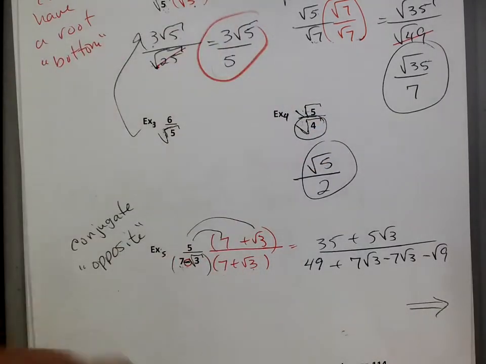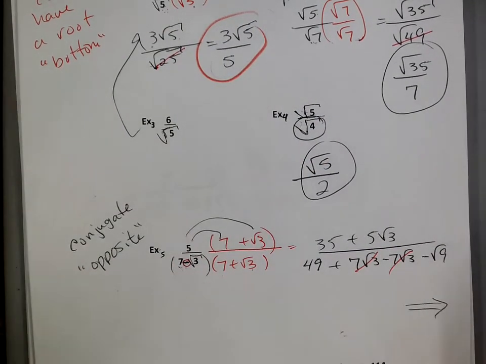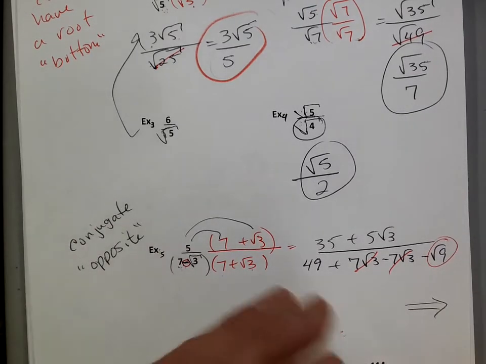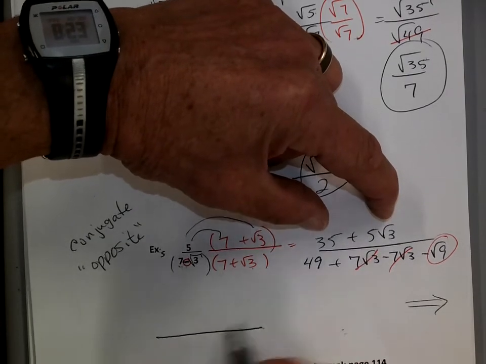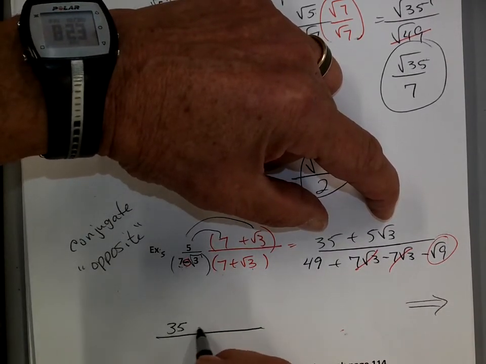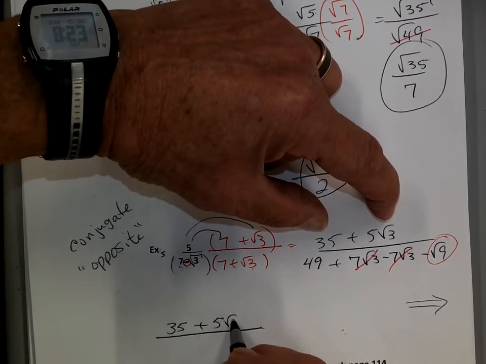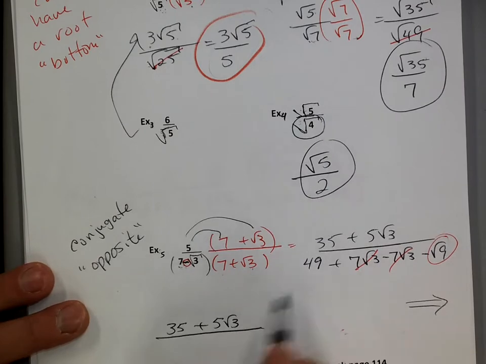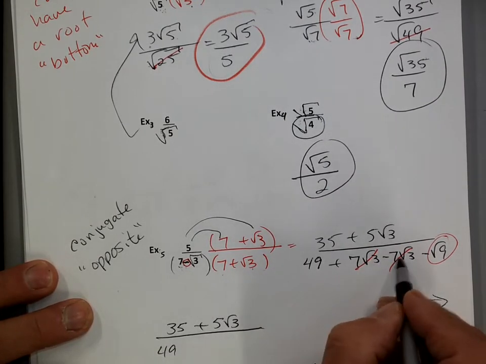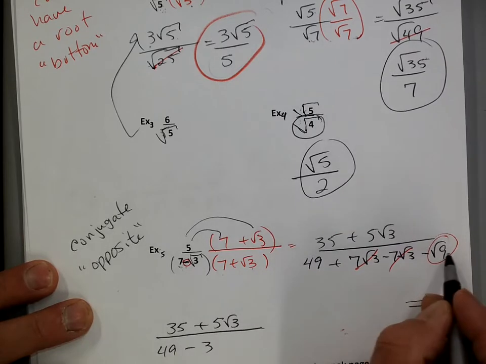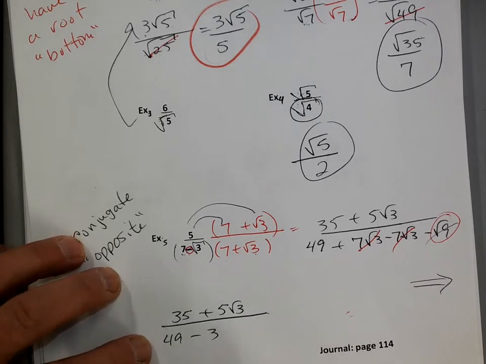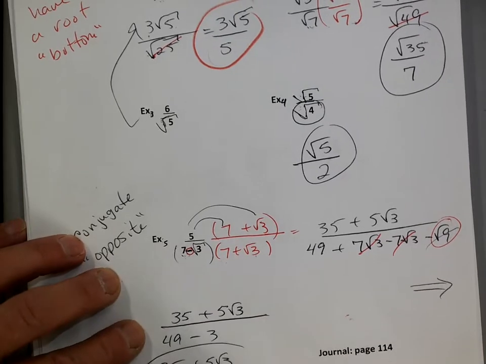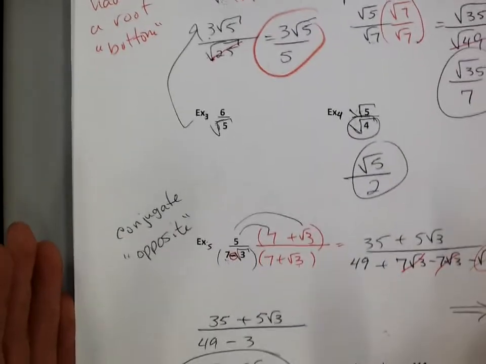Okay, now here's what happens. These two cancel. I like that. And this is a perfect square. So on top, we'll just leave it, because we don't mind if there's a square root in the numerator. But in the denominator, you've got 49 minus 3, and the square root of 9 is 3, so 49 minus 3 is just plain old 46. And you've got 35 plus 5 square roots of 3 over 46. Now let's see what we did. What's the rule? Let's go back. What's the rule?